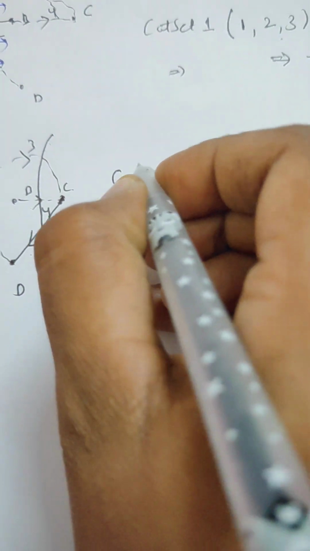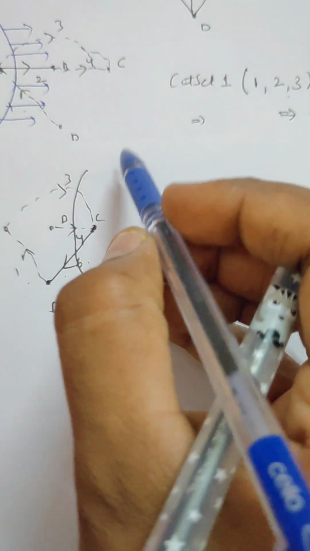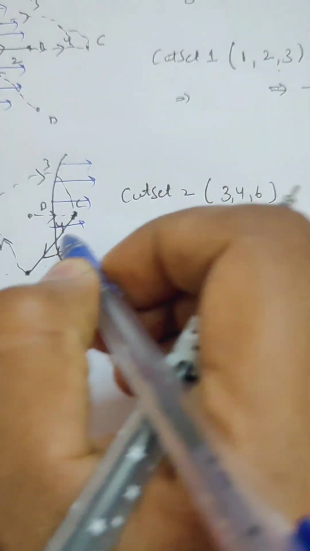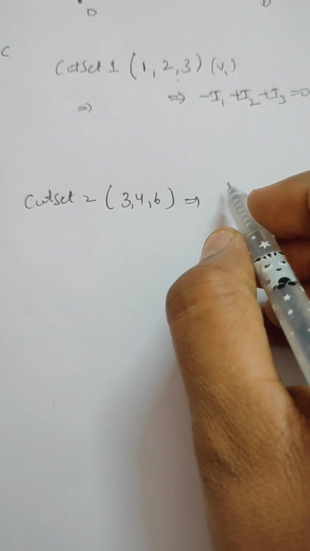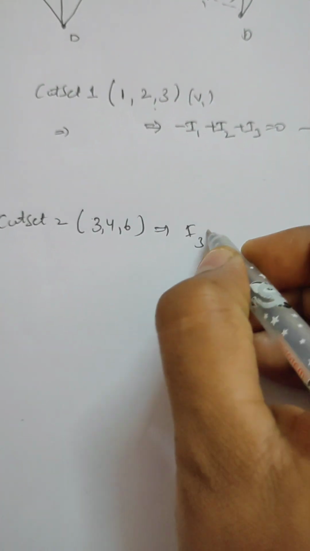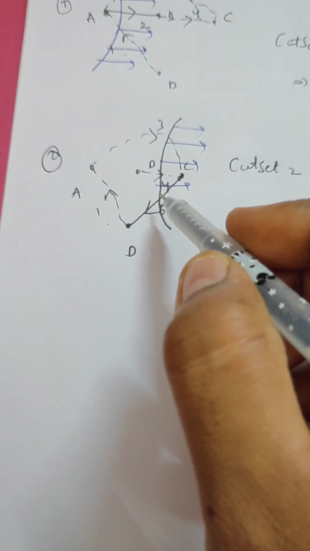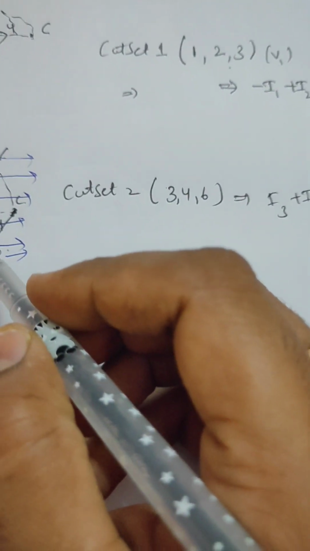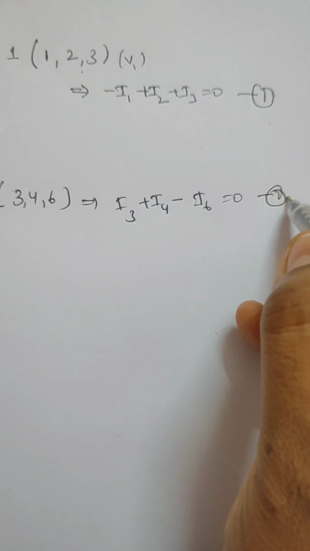So this is cut set 2. Here we are cutting the branches 3, 4, 6. The direction of 4 is towards C. So this will result in a second voltage in terms of current. Branch 3 is towards C, so that is plus I3, and branch 4 is towards C, plus I4. Branch 6 is in this cut set, but its direction is towards D, meaning opposite to the cut set, so it is minus I6, which is equal to 0. Make it equation number 2.